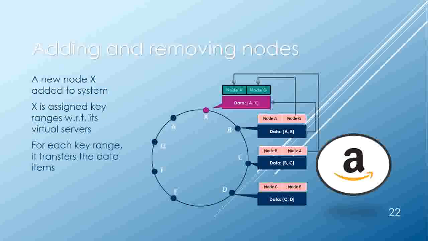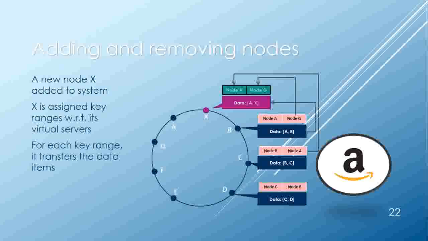Moving on, this is a slide where we demonstrate adding and removing nodes. A new node X is added to the system. X is assigned key ranges with respect to its virtual servers. For each key range, it transfers the data items. This is one good image of adding and removing a node. When node X is added, the previous and successor nodes are remapped. The data is again remapped so that it is shared and the load is spread equally.